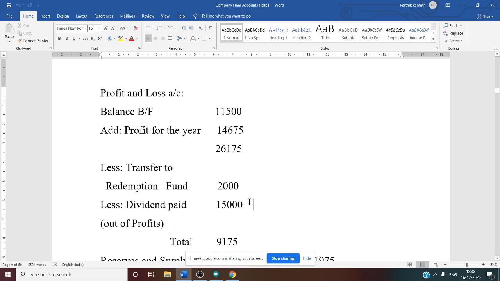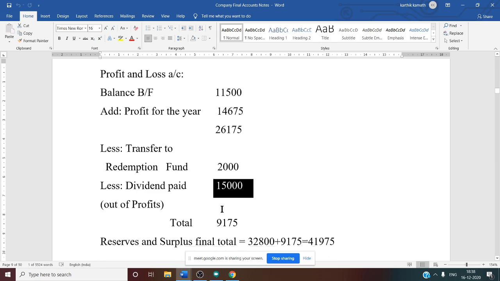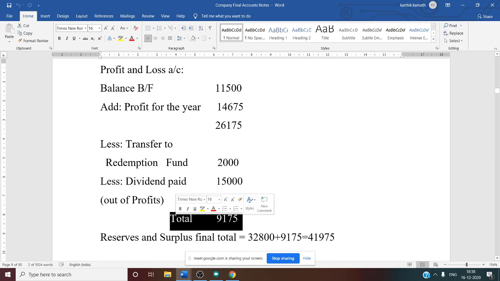So dividend paid we have written 15,000. How did we get 15,000? 10,000 on the paid up capital, that is 1 lakh into 10%, you will get 10,000, plus interim dividend 5,000. So 10,000 plus 5,000, total dividend 15,000. So this also you have to deduct. So the final profit and loss account balance now is 26,175 minus 2,000 minus 15,000. So the final P&L balance after deduction is 9,175.